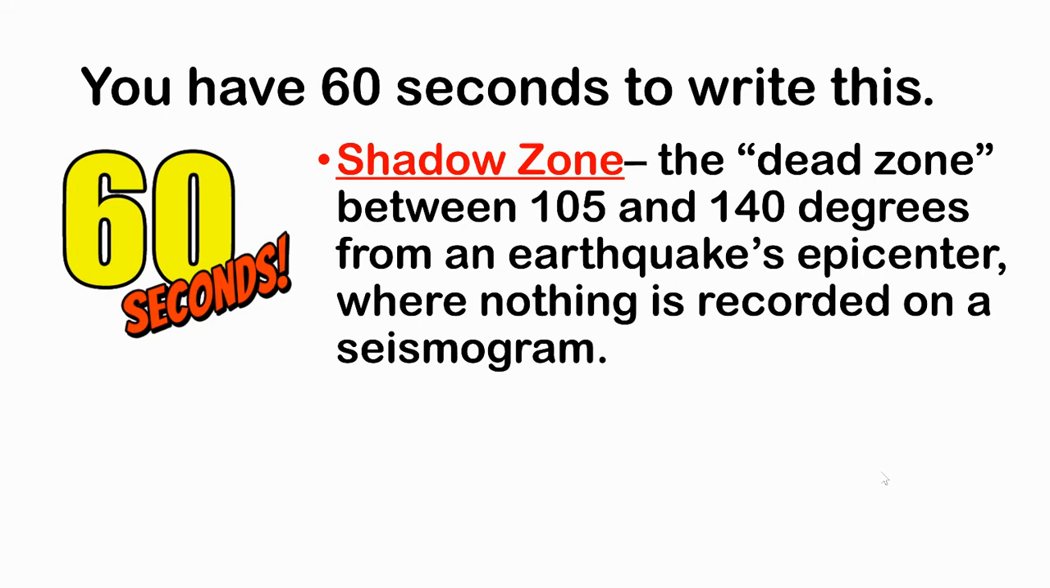Okay, now we have this thing called a shadow zone. This is a dead zone between 105 and 140 degrees from the earthquake's epicenter, where nothing is recorded on a seismogram. Okay, don't get too hung up on the 105 and 140 degrees. Basically, S waves, for example, S waves will not travel through liquids. And so when you have S waves not traveling through liquids, if there's an earthquake on one side of the earth, you're not able to sense the vibration on the other side.